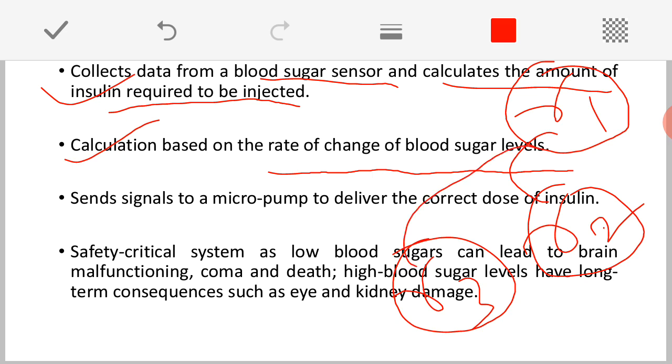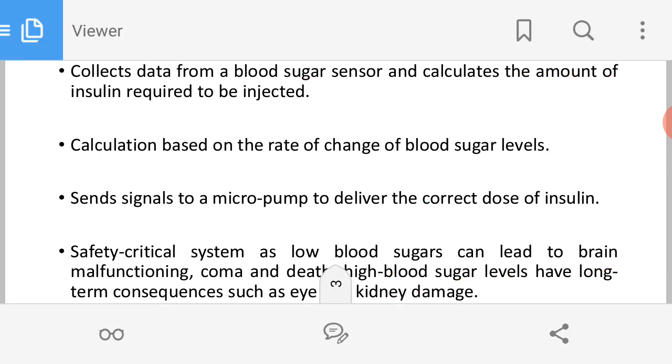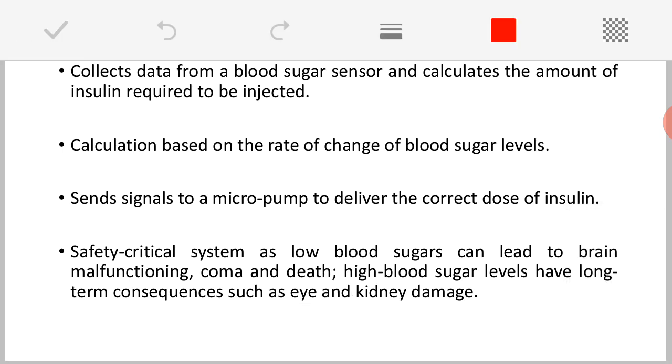R3. Based on that, the system will come to know whether the blood sugar level is increasing or it is what? Decreasing. So, like that the calculations will be done here, and based on those calculations, the next step is that it is going to send a signal to the micro pump, which is kept as a part of the system, to deliver what? The correct dose of insulin that will be injected. Okay. And there is a very important aspect that we need to look into here.